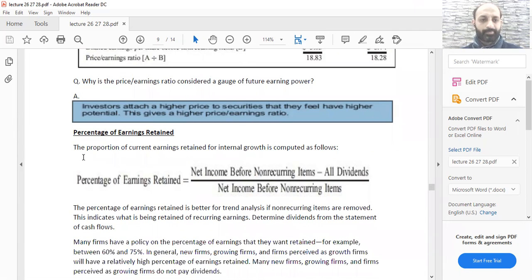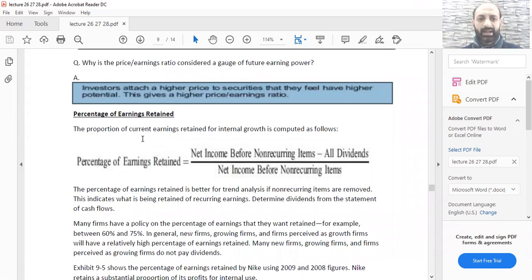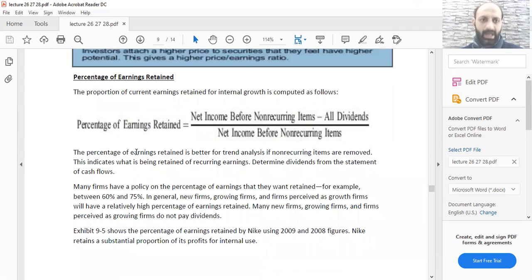Percentage of earnings retained. The proportion of current earnings retained for internal growth is computed as follows. तो the percentage of earnings retained का मतलब है कि कौन सी कंपनी जो है वो अपने profit का कितना हिस्सा business में as retained earnings रखती है.